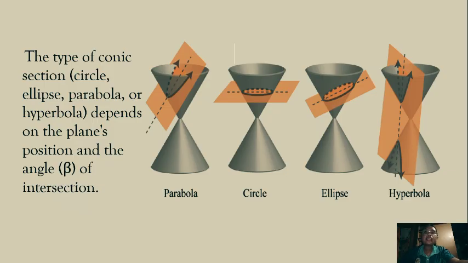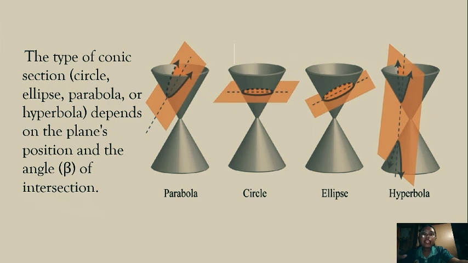So now, different conic sections are formed based on how a plane intersects a double napped cone. The shape of the conic section depends on the angle of intersection at which the plane cuts through the cone, right? If the plane cuts parallel to the base, a circle is formed, okay?